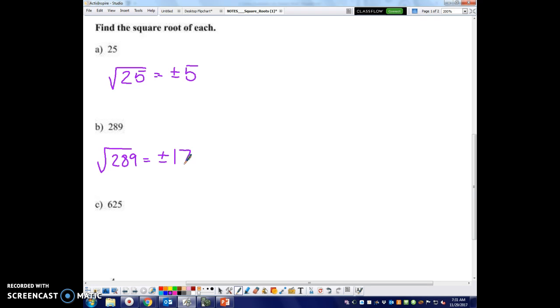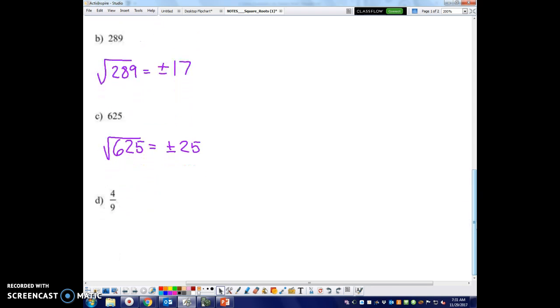Okay? So the square root of 625 is what? Square root of 625 is what? Plus or minus 25. Be sure to say plus or minus so you don't forget. Plus or minus 25.